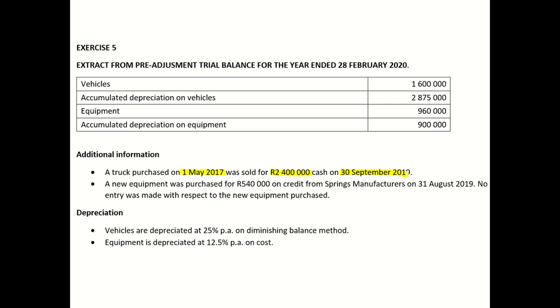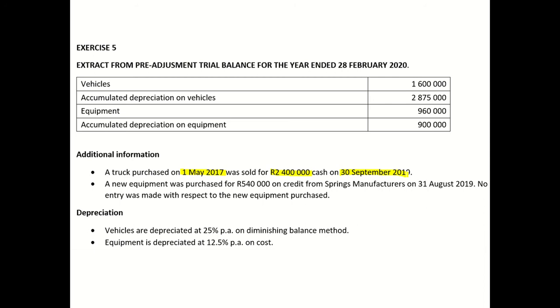March, yes, March, April, May, that is the third month, June, July, August, and September. I count September because it was sold on the 30th of September. So we used it for the whole of September because it was sold on the 30th of September.